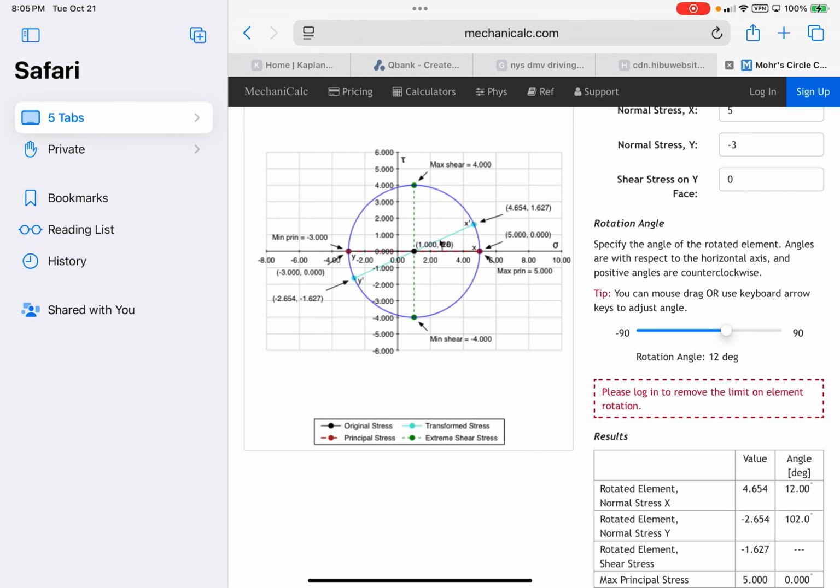Has anybody gotten to the transform stresses yet? Sigma xt, tau xyt yet? Yeah, okay. Good.